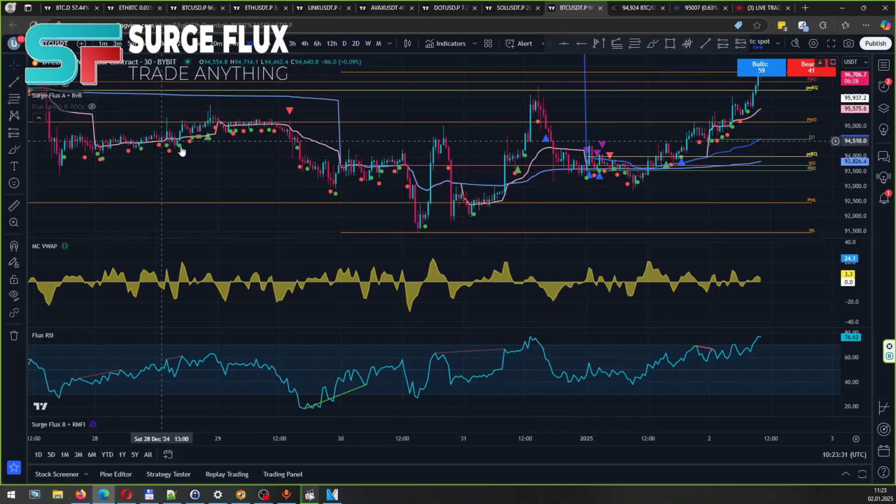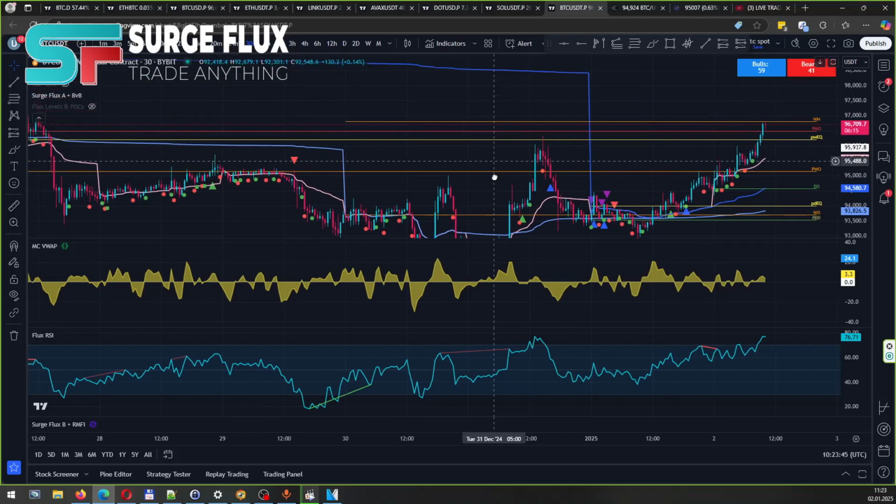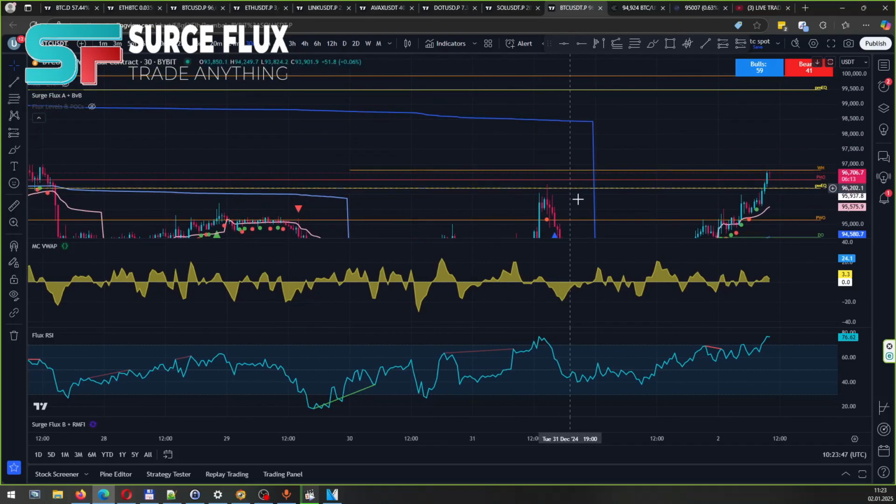So on Cipher Flux A, we have included 3 VWAPs. We have a daily VWAP, which is this pink line. Then we have the weekly VWAP, which is this bluish line. And then the monthly VWAP, which is this dark blue line.